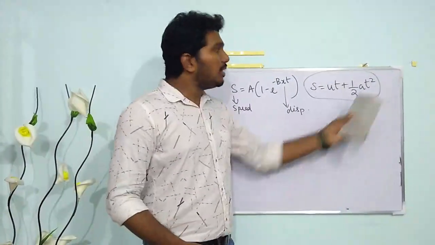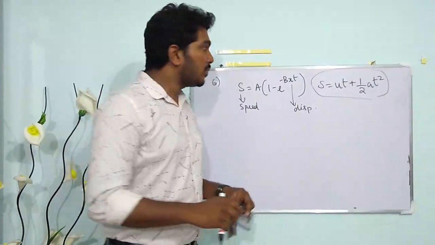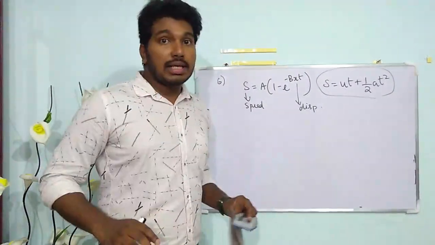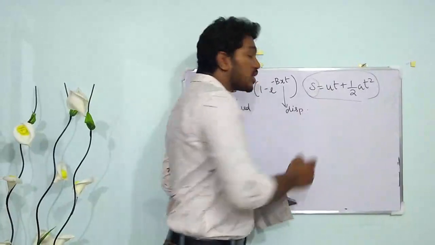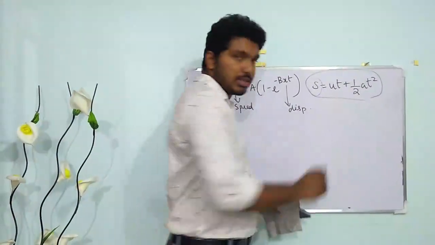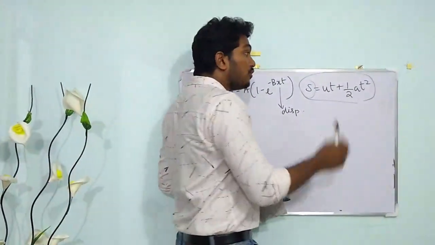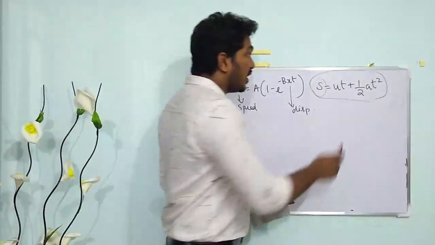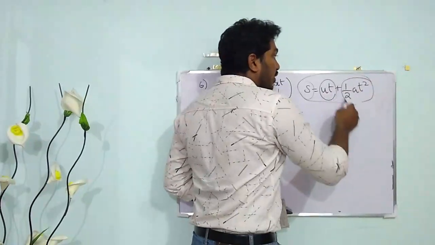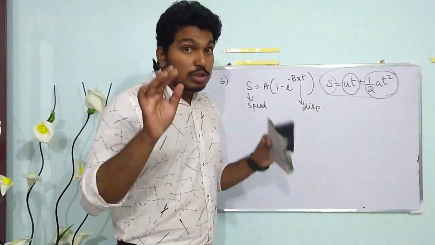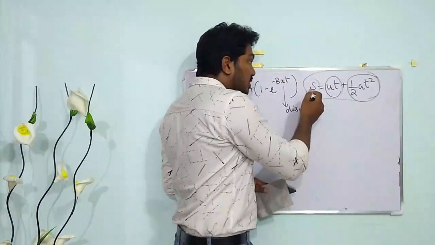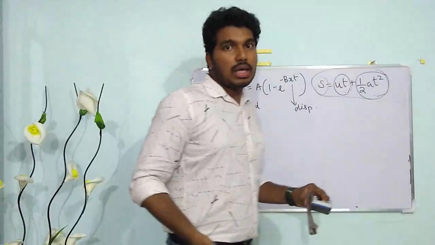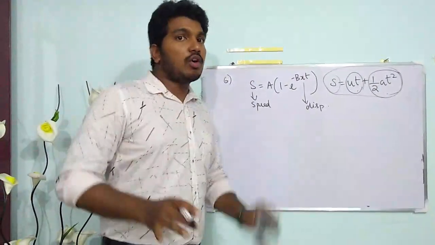Now, for an equation to be valid, it is very important that it should be dimensionally correct. The dimensions of the LHS must be equal to the dimensions of the RHS. And also, we can add two quantities only if the dimensional formula of this is equal to the dimensional formula of this, which means they should all be equal. That is the idea behind the principle of homogeneity.